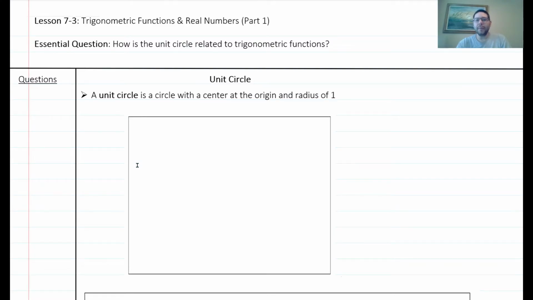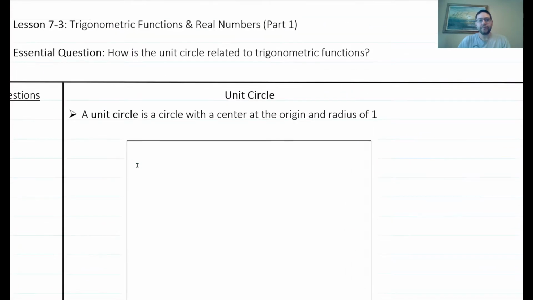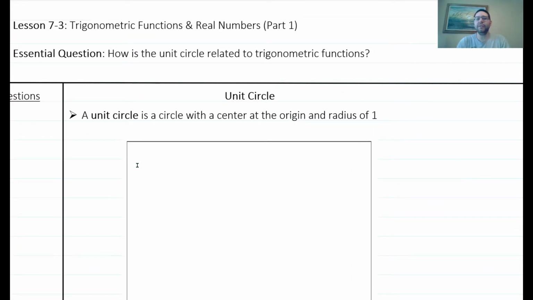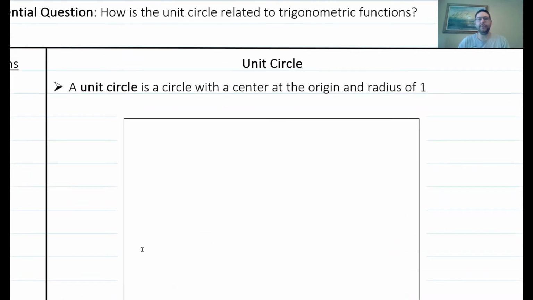All right, so let's talk about the unit circle. The essential question is, how is the unit circle related to trigonometric functions? Hopefully in this lesson you're able to find the relationship between those two. A unit circle is simply a circle with a center at the origin and a radius of 1.